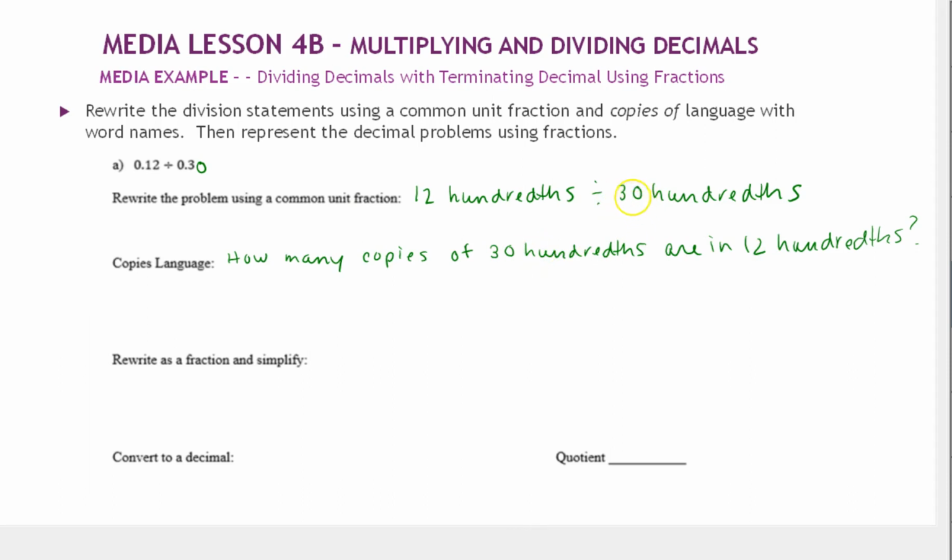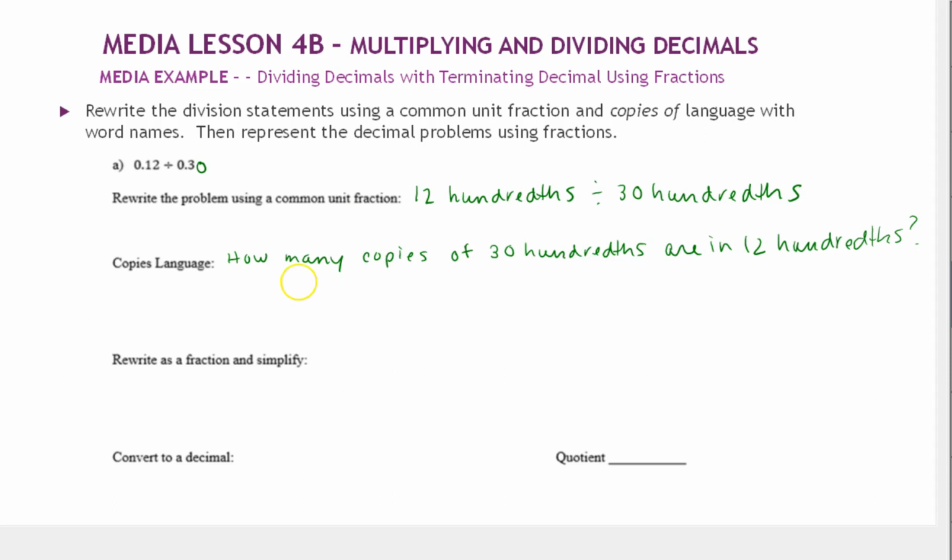Okay, the 30 is the divisor. We're asking how many copies of size 30 hundredths are in 12 hundredths. And that number is going to be less than 1 because 30 is greater than 12. Okay, so it's tempting to try to divide the larger number by the smaller number, but that's not always the case. Sometimes we're doing the reverse, and that's what decimals and fractions are all about.